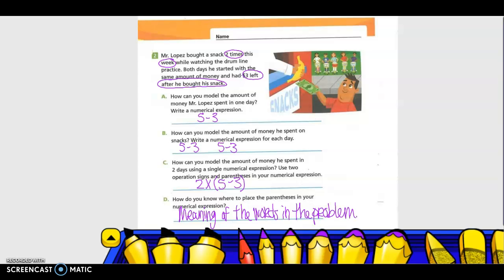So letter D, how do you know where to place the parentheses in your numerical expression? We knew that the meaning of the words in the problem helps us decide what should be put together and what should be multiplied or subtracted.